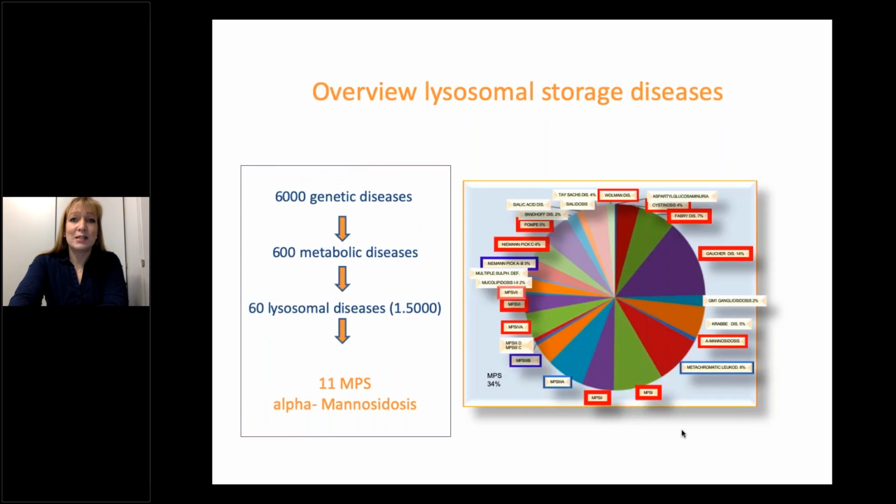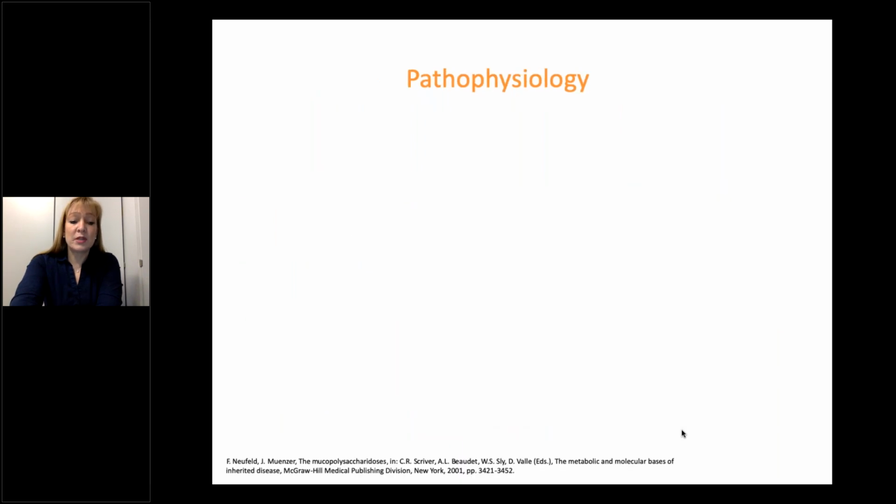I talked so much about these diseases, but I never said what the reason or the cause of the disease is. Actually, we have 6,000 genetic diseases, 600 metabolic diseases, 60 lysosomal diseases or storage diseases, and 11 MPS deficiencies leading to 7 types of MPS, and alpha-mannosidosis. You see here that all the lysosomal diseases surrounded in red are diseases where we have a treatment, and the blue ones are where a treatment is on the way.